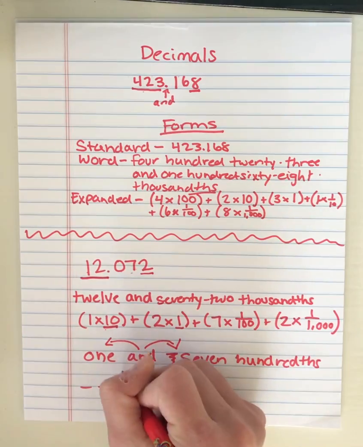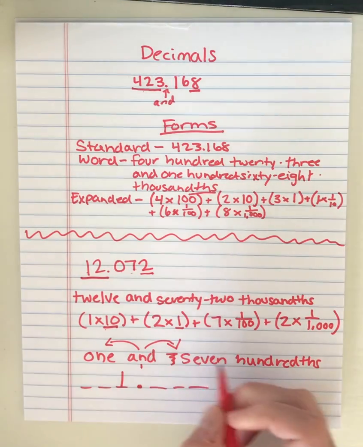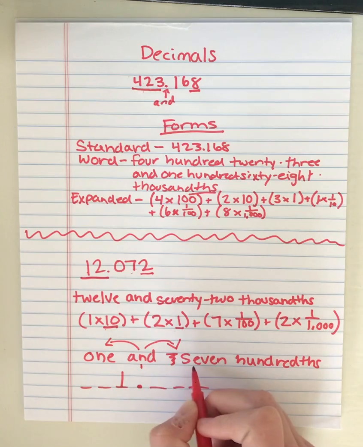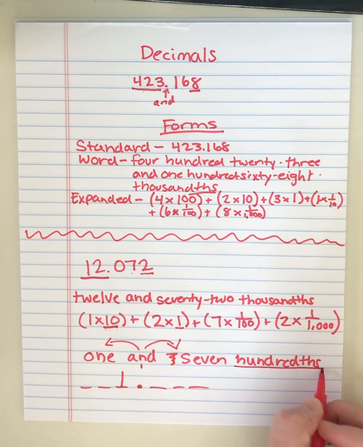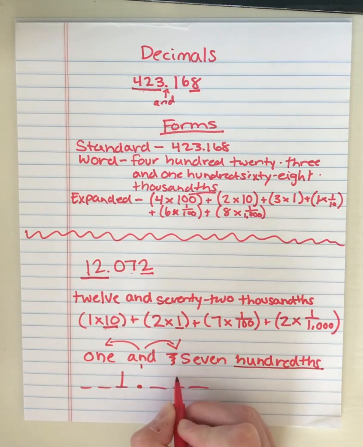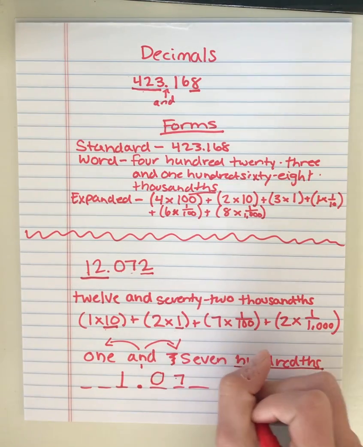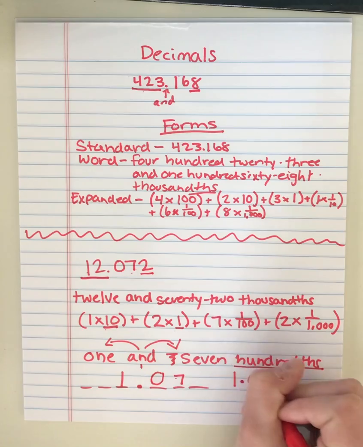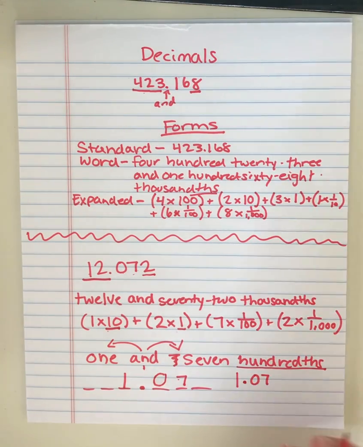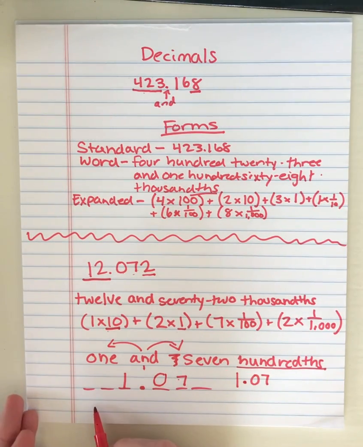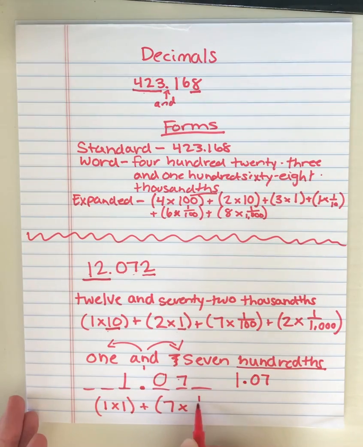So 1 is easy. I know that's 1. And 7/100ths. So my 7 needs to end in the hundredths place. So this is tenths, hundredths. Hopefully you remember we put our 0 here for our placeholder. So this in standard form is 1 and 7/100ths. Now I can take this and write it in expanded form. Pretty simple. 1 times 1 plus 7 times 100th.